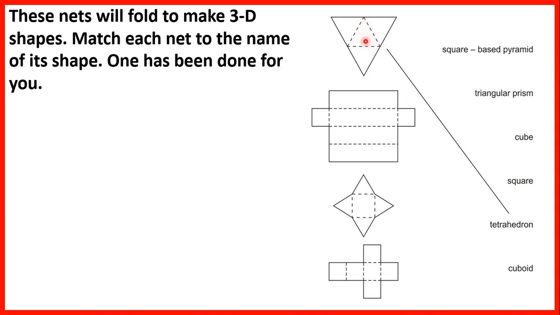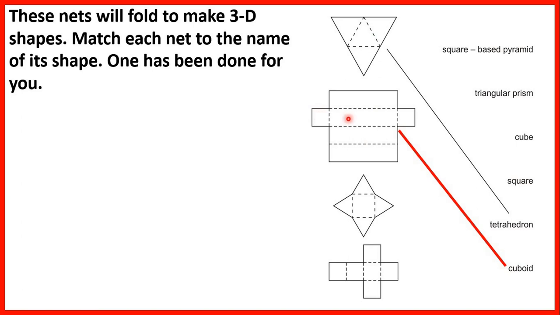So we can imagine this triangle in the middle will be the base, and then these sides will all fold up, and so the corners will join together at the top to form a triangle-based pyramid or tetrahedron. Now here we have a cuboid.